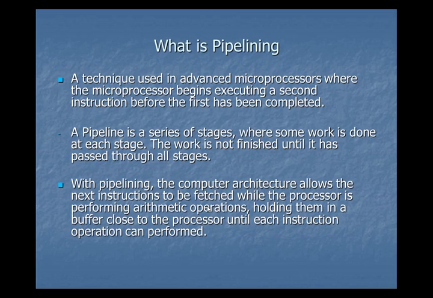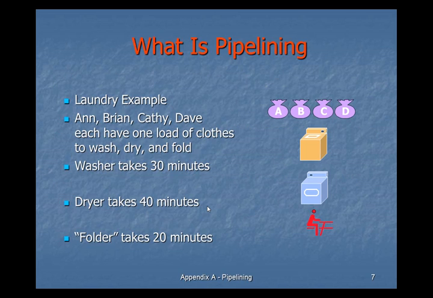Then next point says, with pipelining, the computer architecture allows the next instruction to be fetched while the processor is performing arithmetic operations. As I told you, if one instruction is executed, then the processor is performing the arithmetic instruction, holding them in a buffer close to the processor until each instruction operation can perform. So with the help of pipelining, we can use the buffer that is close to the processor so that each instruction operation can be performed, that is arithmetic instructions can be performed on the computer architecture.